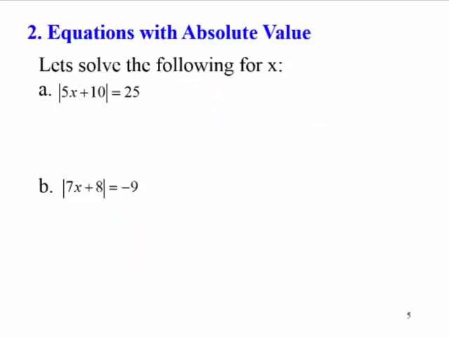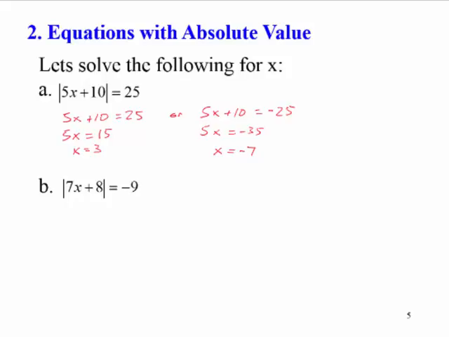Okay, another example. So 5x plus 10 is equal to 25, or 5x plus 10 is equal to minus 25. Either way, when we take the absolute value, we get 25. Solve this. 5x is equal to 15, and x is equal to 3. 5x is equal to minus 35, divided by 5, and x is equal to minus 7. Check both of those, and it works.